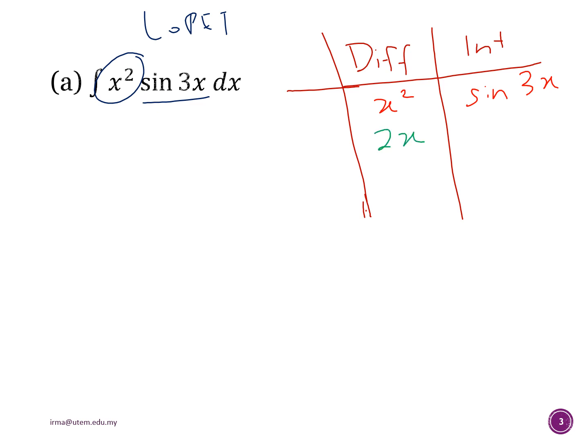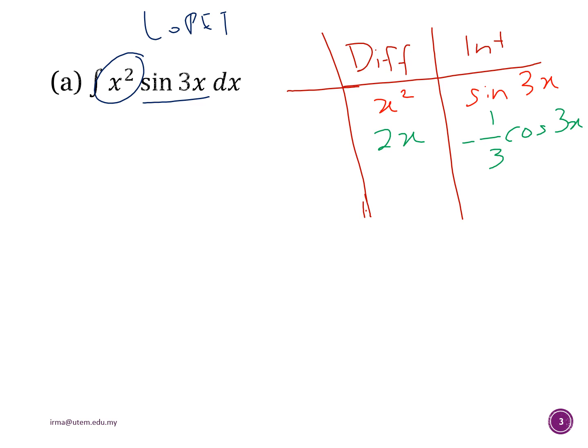Differentiate x squared, you will get 2x. And integrate sine 3x. Integrate sine, you will get negative cos, the same angle, which is 3x, and you need to put 1 over 3 in front. So if you integrate sine 3x, you will get negative 1 over 3 cos 3x.